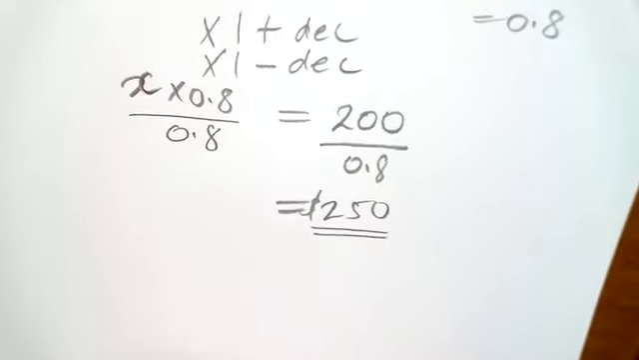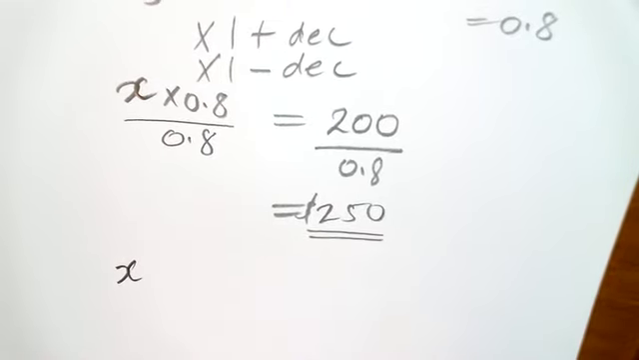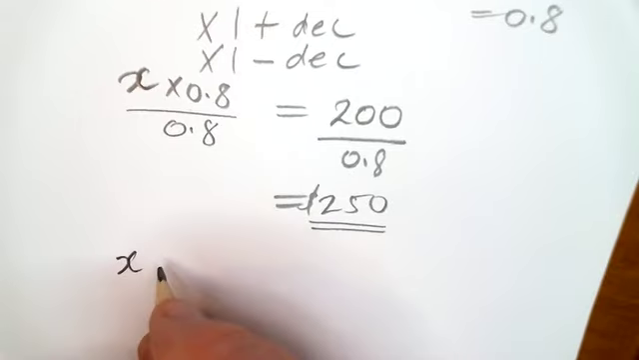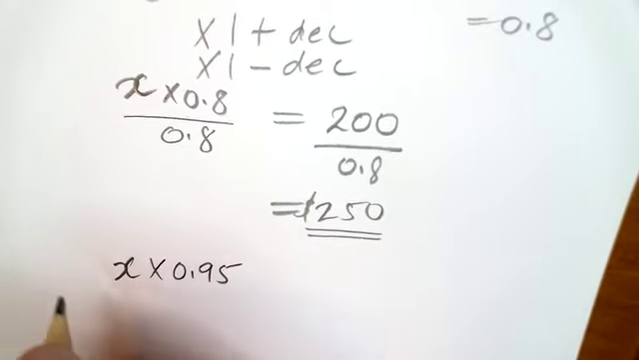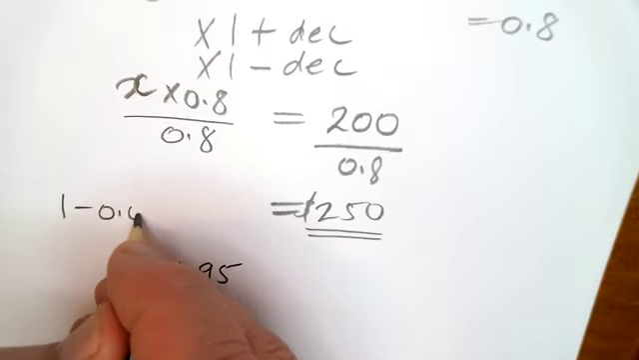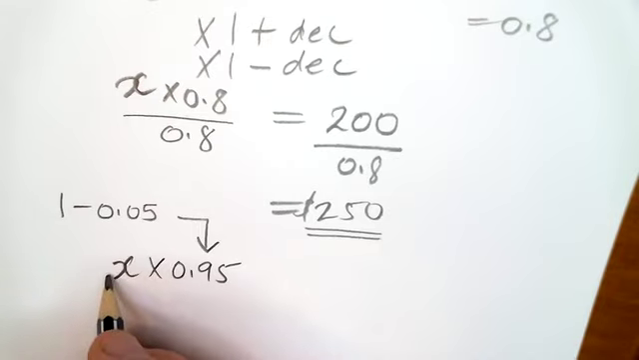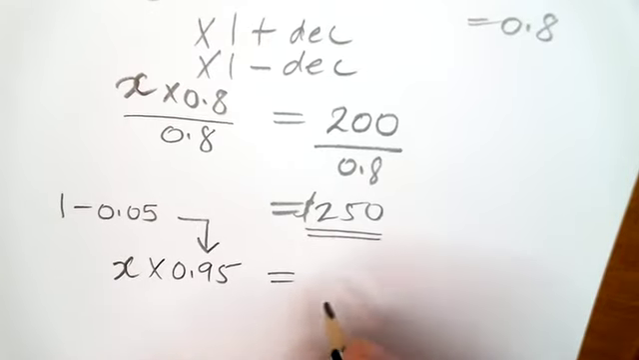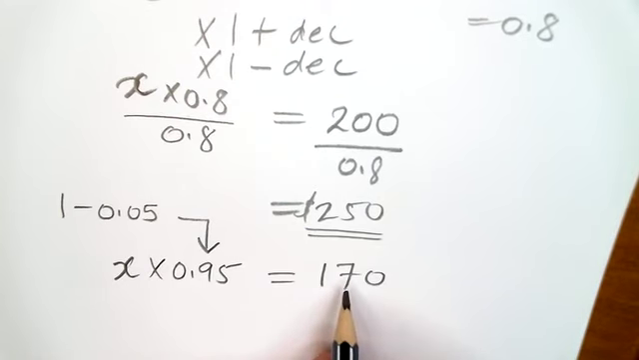So let's do the next one. Let's imagine you've got a price of some sort, and that item was discounted by 5%. So that's 0.95. In other words, it's 1 minus 0.05, which comes to 0.95. So the price times 0.95 is $170. So that's the price after it's been decreased, the price after it was reduced.